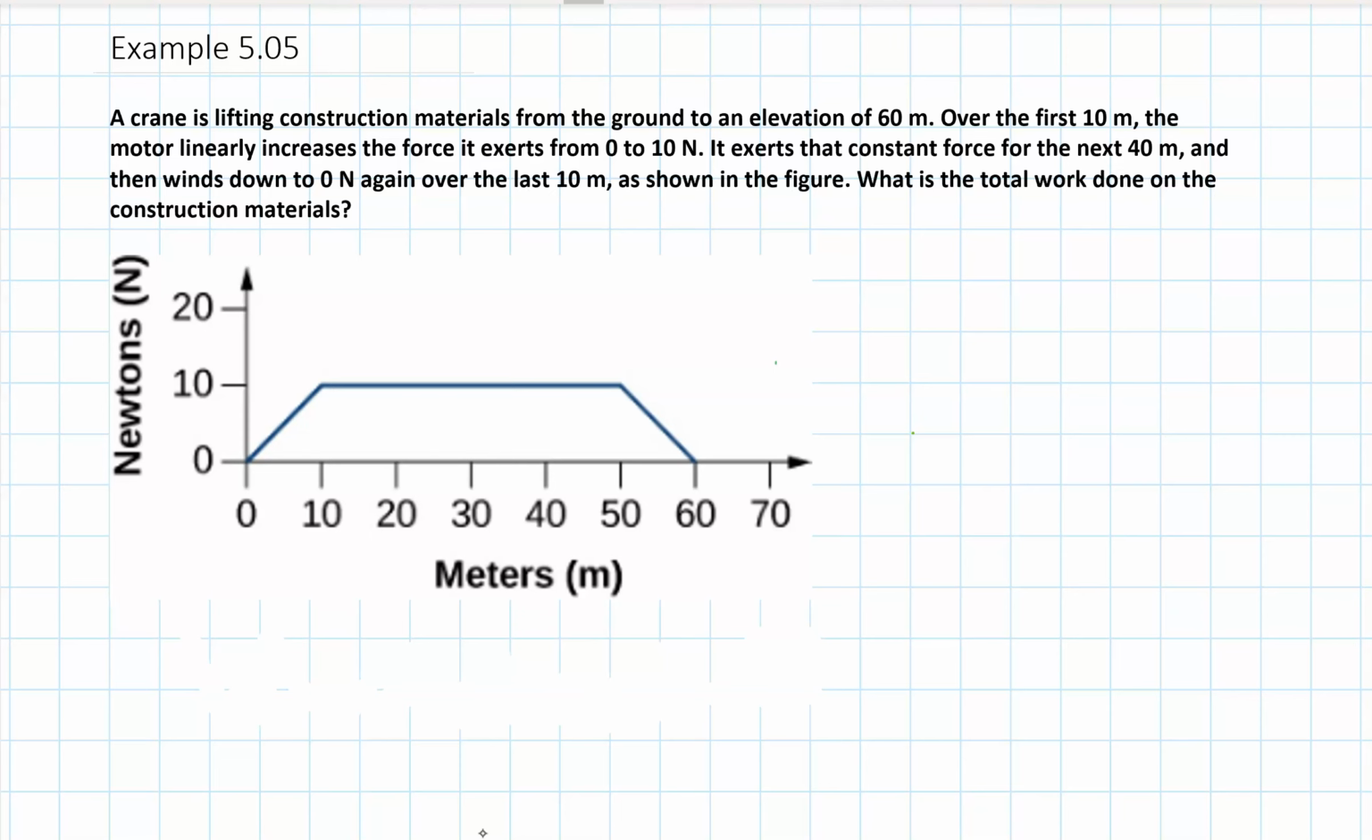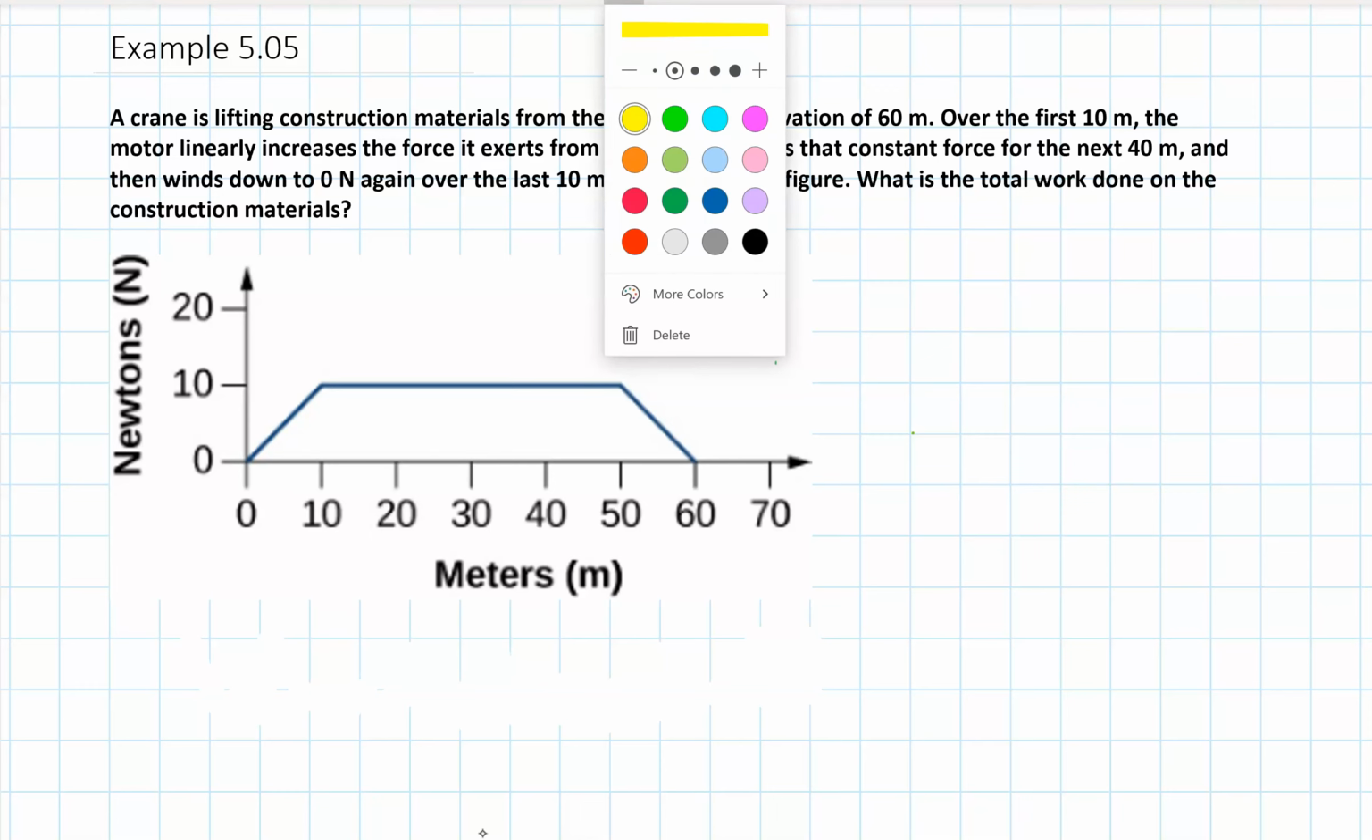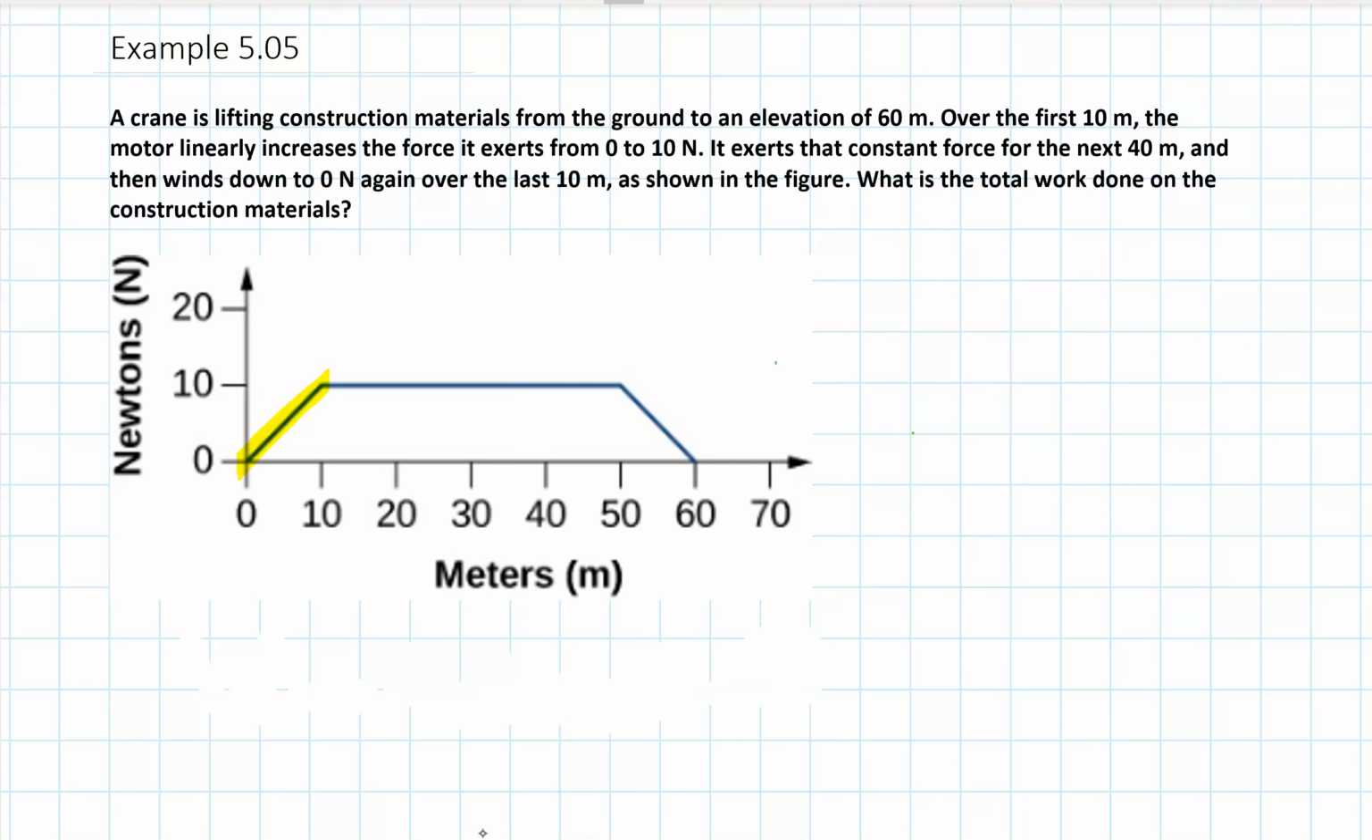And today we're going to be going over the fifth example from the energy unit. We're dealing with force versus distance graphs, or force versus displacement graphs, and we're going to be trying to find the work that is done from it. So in this problem, we have a crane. And as you can tell from this graph, this crane is exerting different forces at different distances on our object.